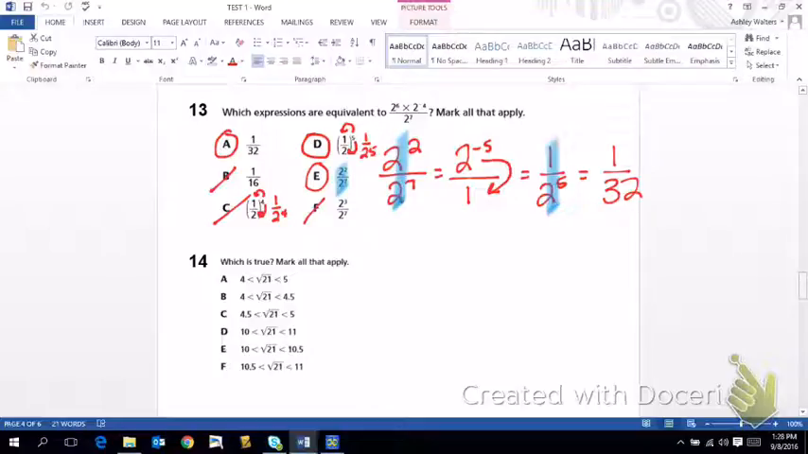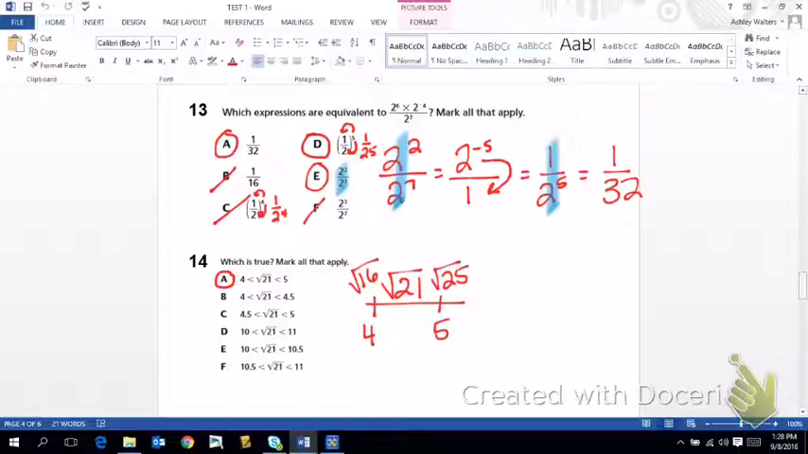In 14, we want to know which is true. And we're making a comparison with the square root of 21. We know that the square root of 21 is going to fall between the whole numbers 4 and 5, because 4 came from the square root of 16, and 5 came from the square root of 25, and 21 is between 16 and 25. So we know that 4 will be less than the square root of 21, and the square root of 21 will be less than 5.